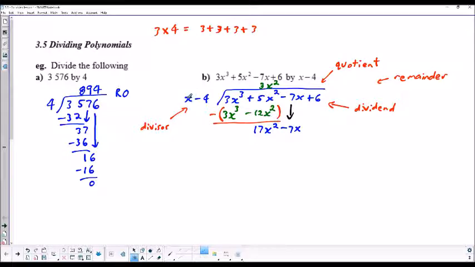And I go back up here again and I say to myself, what multiplied by x will give me 17x squared? Well, we see the 17 is positive, so we're going to have a positive here. 17x times x will give me 17x squared. So I'll write this 17x above the like term there of negative 7x. And then I multiply 17x times x, get 17x squared. And then 17x times negative 4, and that gives me negative 68x.